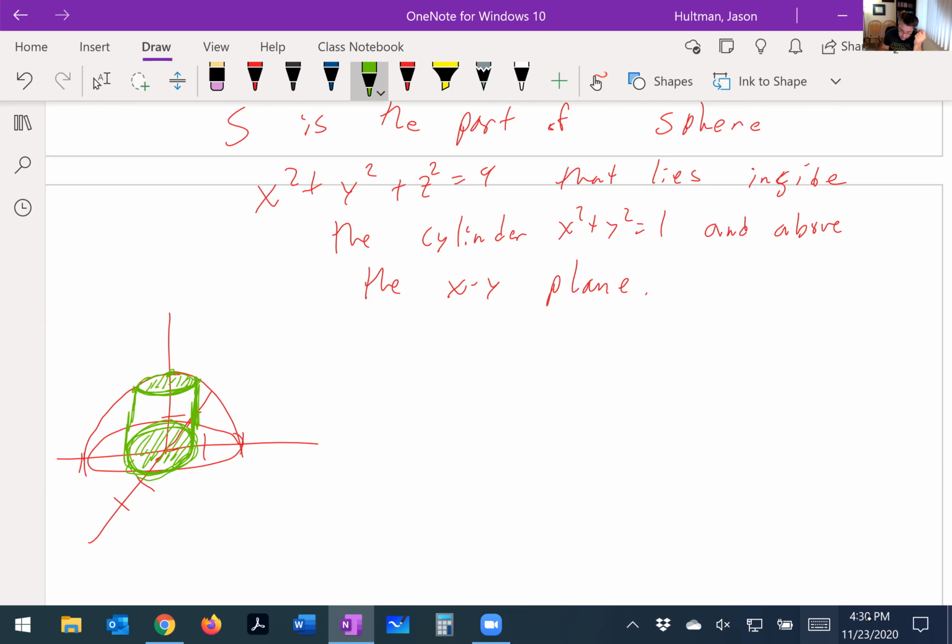Oh, it's part of the sphere. It's just part of the sphere. Okay, so it's this part of the sphere here. It lies inside that cylinder. It's just this part. Okay, this is S. Down here, this is D.